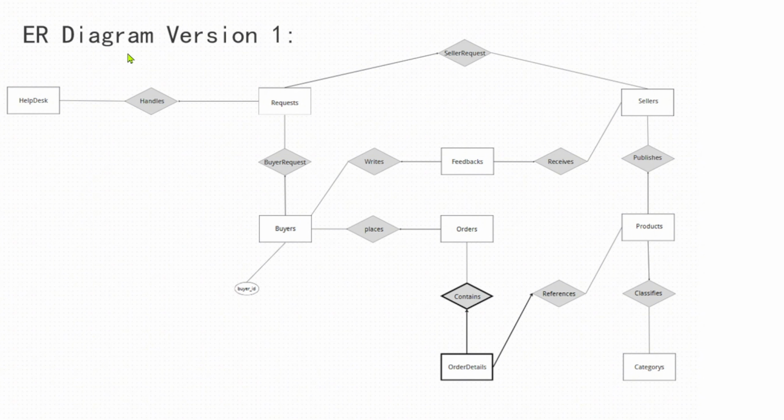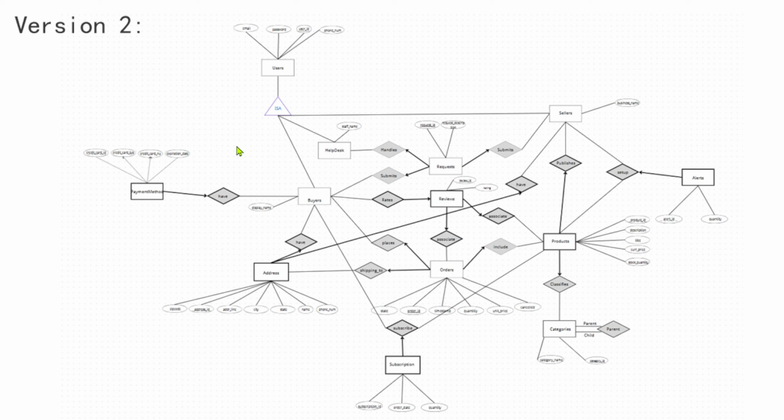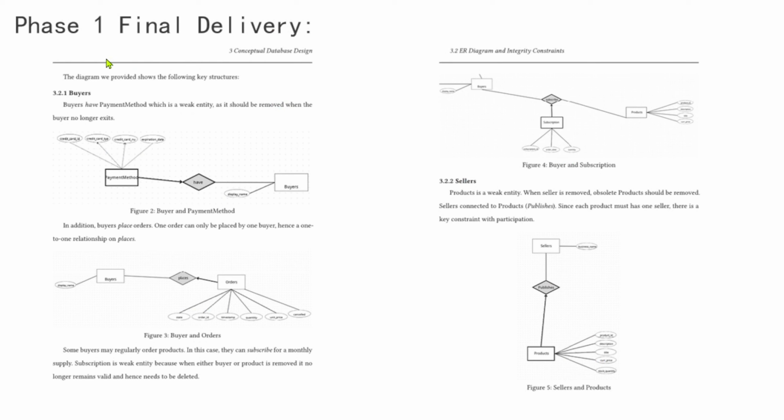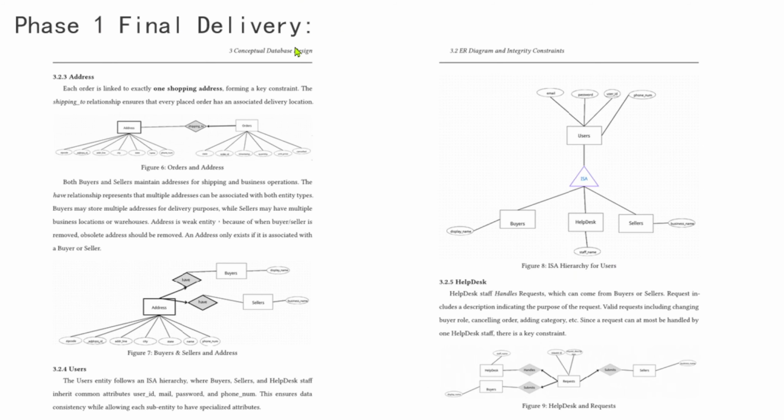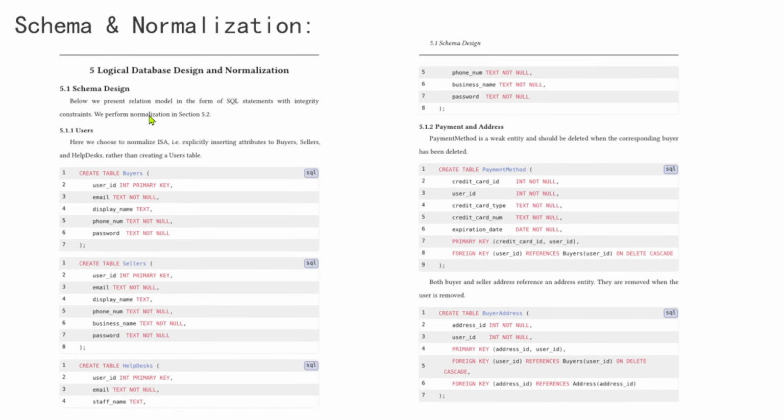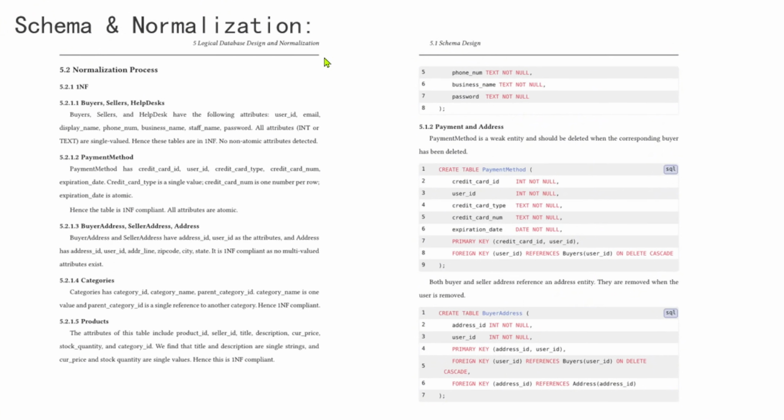We had some iteration over the ER diagrams, so we could have a better idea of what a good 3NF database design would look like. We also delivered it and documented it in phase one as well as phase two. We went through normalization, the traditional database design from 1NF, 2NF, 3NF.